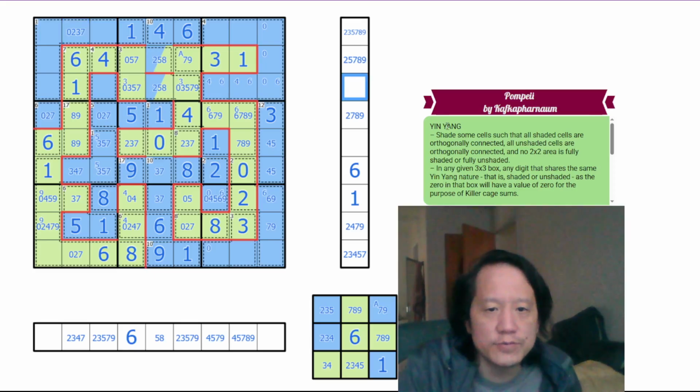This is 2, 3, 5, 7, 8, 9, because 4 has to be one of these two. This is 2, 3, 4, 5, 7, 8, 9. No 5s, though, right, because one of these is 5 and one of these is 5.